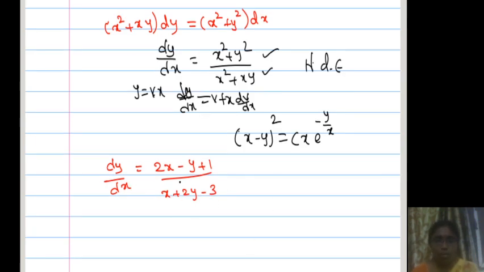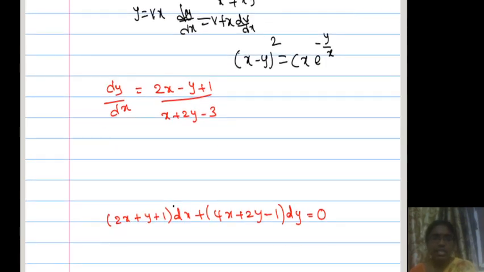Okay, next this problem. dy by dx is equal to (2x minus y plus 1) by (x plus 2y minus 3). So which form is it? dy by dx. Is it possible in variable separable form? No. Is it homogeneous? No. Actually, when I see this question, I understand that it is the standard form of non-homogeneous, like (ax plus by plus c) by (a dash x plus b dash y plus c dash). Yes or no? Again, you have to see the cases.